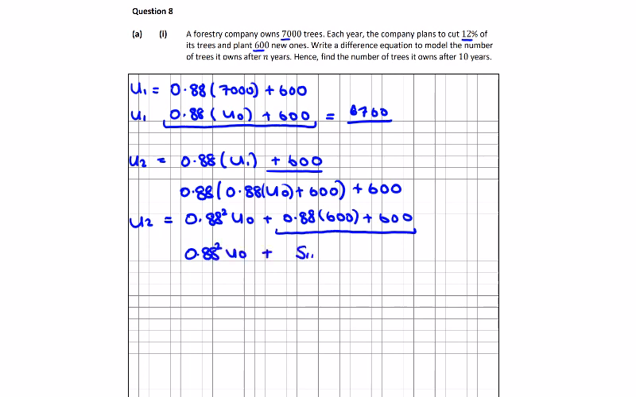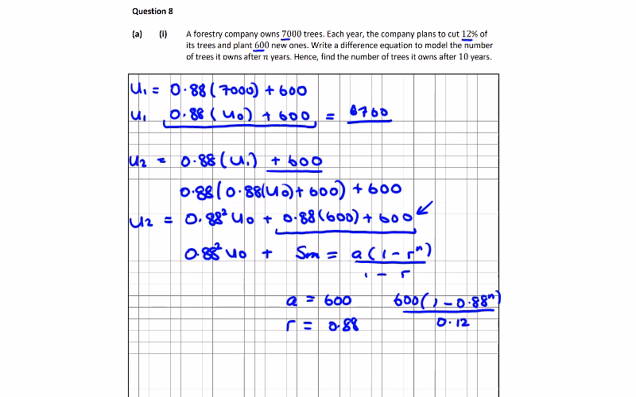plus my Sn, my sequence, my Sn terms that we're going to add together, a times 1 minus r to the power of n over 1 minus r. So if we reverse this sequence around, we have a is equal to 600, and the ratio is 0.88. So 600 by 1 minus 0.88 to the power of n over 1 minus 0.88, which is 0.12.